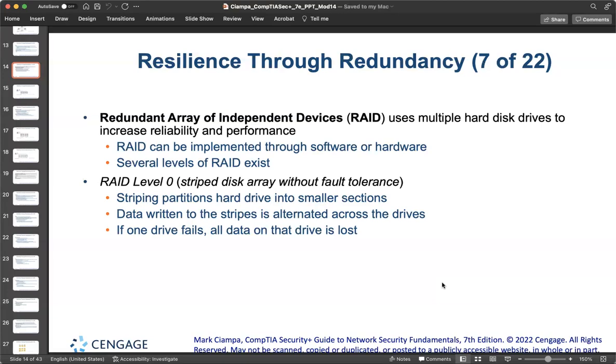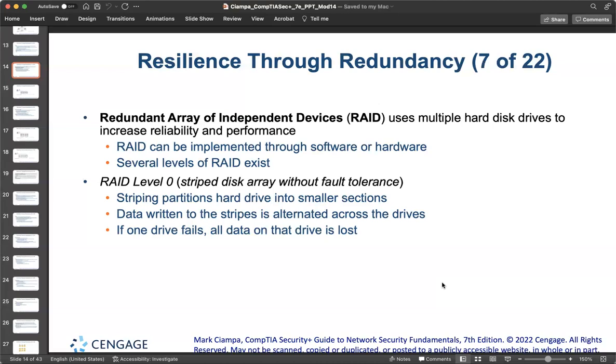RAID level 0, or striped disk array without fault tolerance, is just used for making a single disk from multiple disks, right? There is no fault tolerance here. It's just combining all the disks and virtualizing them so that they look like one disk. Striping partitions the hard drive into smaller sections, and then data is written to the strips and alternated across different drives.